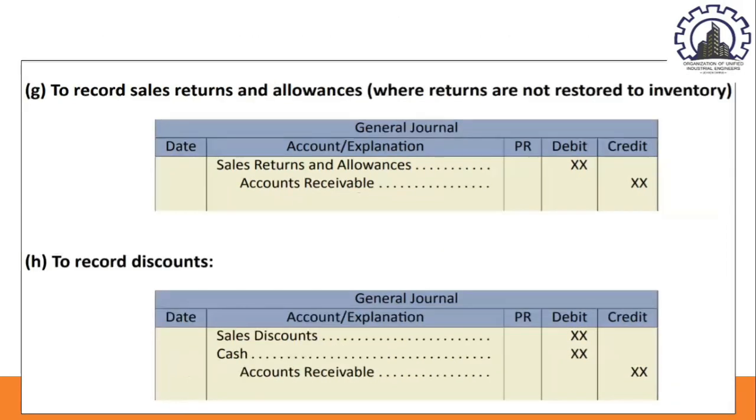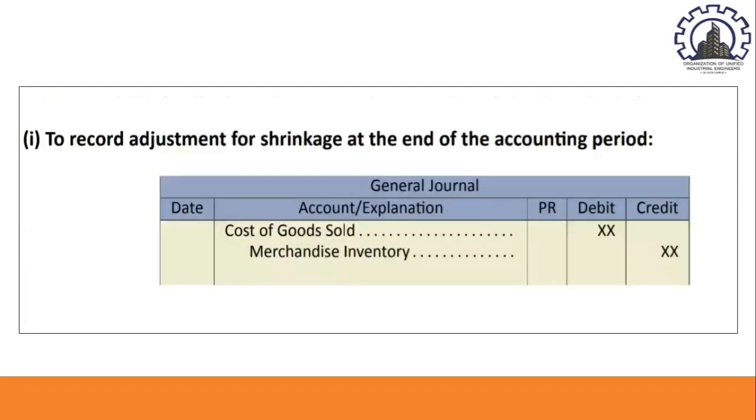And for letter G, to record sales returns and allowances where returns are not restored to inventory, you debit sales returns and allowances and you credit accounts receivable. Our condition is where returns are not restored to inventory. And for letter H, to record discounts, you debit sales discounts, you debit cash, and then you credit accounts receivable. And finally, for letter I, to record adjustment for shrinkage at the end of the accounting period.